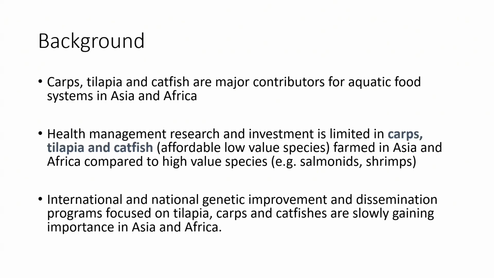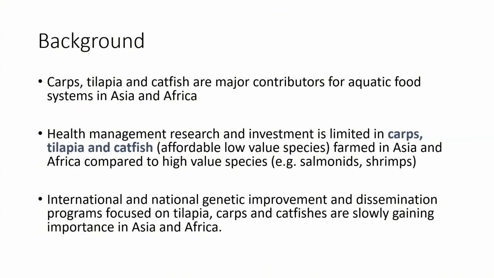If you take the total aquaculture production globally and see where carps, tilapia, and catfish come, they are major contributors to the aquatic food systems in both Asia and Africa. But if you look at the investments that are made with respect to research, development, vaccine development, diagnostics development in carps, tilapia, and catfish, which are affordable, low-value species, this is very small or insignificant compared to that of high-value species like salmonids and shrimp. So this is very sad because carps, tilapia, and catfish are very much needed to cater to the aquatic food needs of people in Asia and Africa.